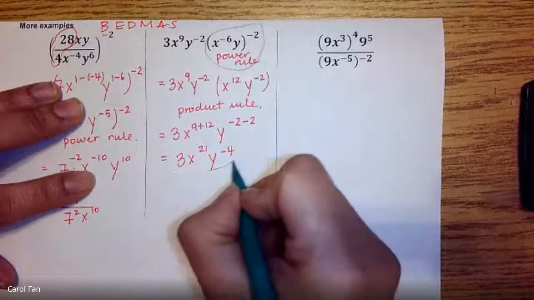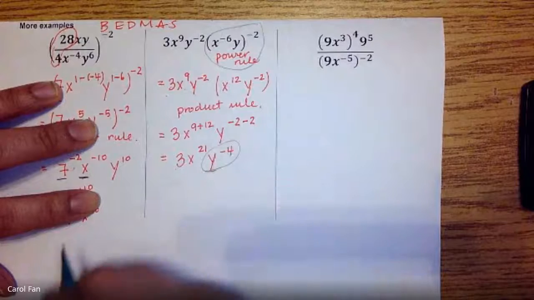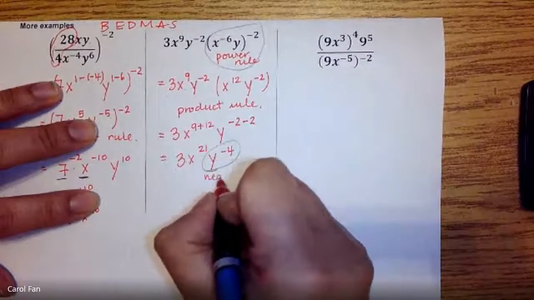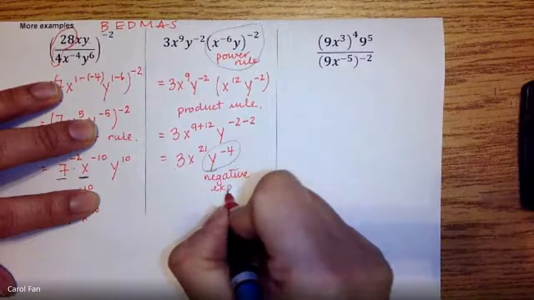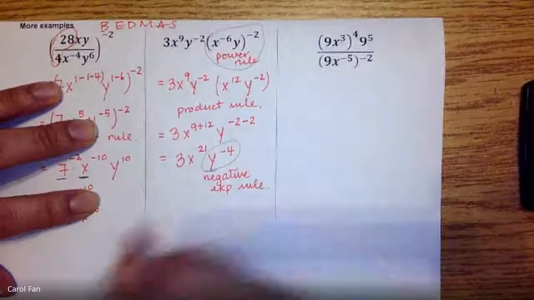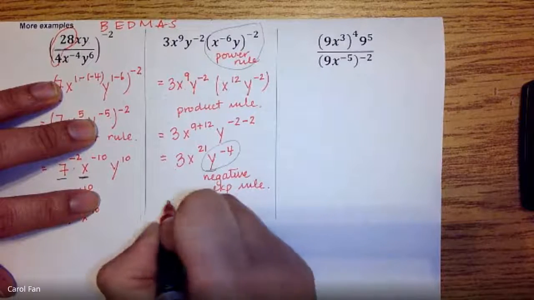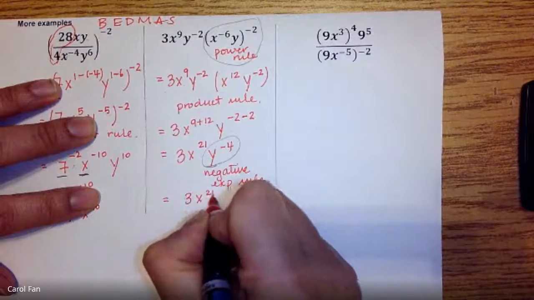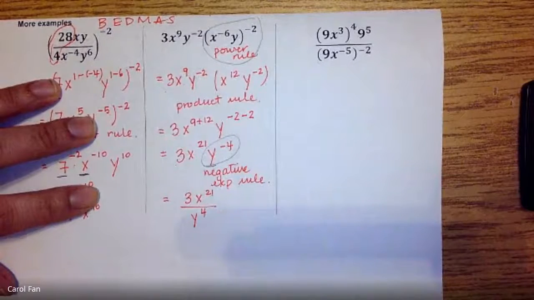But my answer is not complete yet because I have a -4. I am going to apply the negative exponent. So that means that since this is in the numerator, it needs to be in the denominator now. 3x to the 21 divided by y to the power of 4.